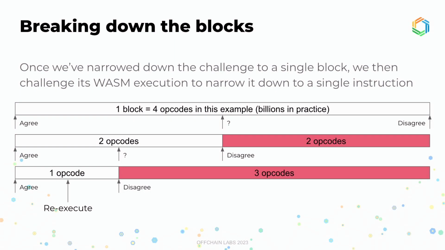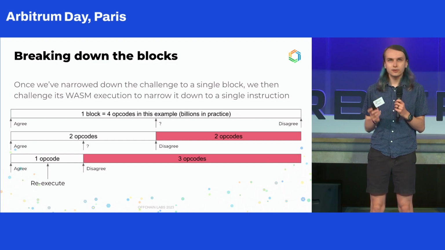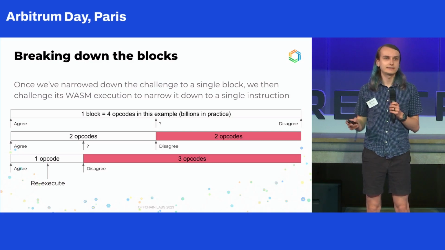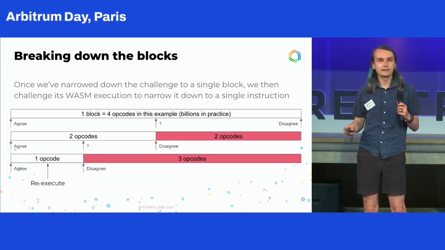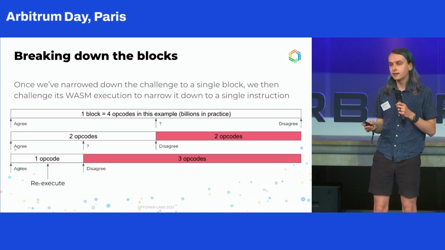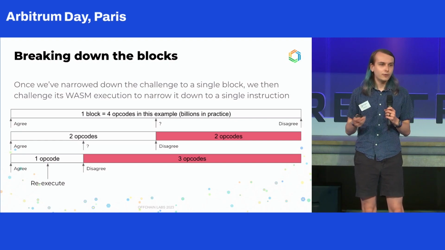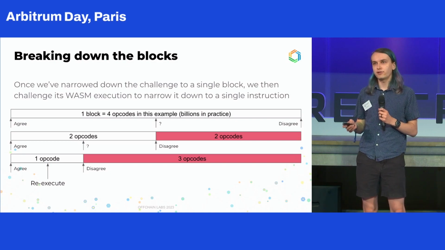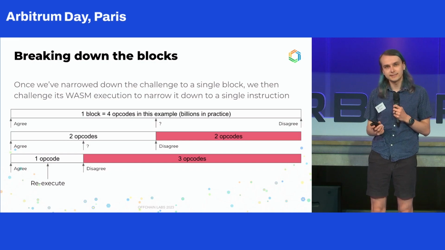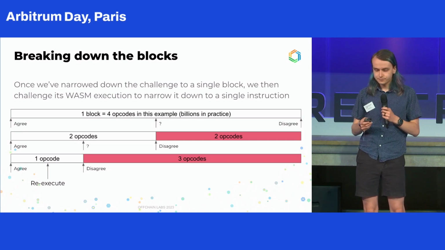So let's look at how we break down the blocks, because a block might still be too big to completely re-execute on layer 1. We do the same bisection protocol here. So in practice, a single Arbitrum block takes billions of WebAssembly instructions to execute. And you can see why that's so complicated. There's no way that computation is going to fit in a single Ethereum block, not even close. But the good news about the bisection protocol is that it's logarithmic time. And what that means is even billions of instructions can be challenged with only 30 bisection steps, which is very feasible. And those are split across multiple Ethereum blocks even.